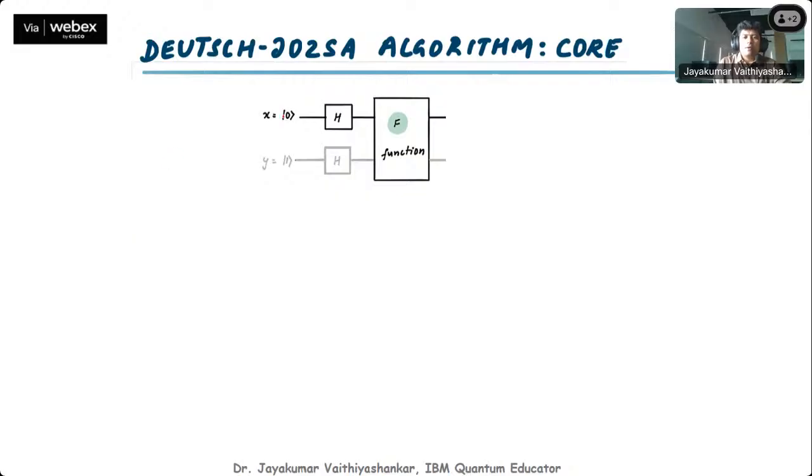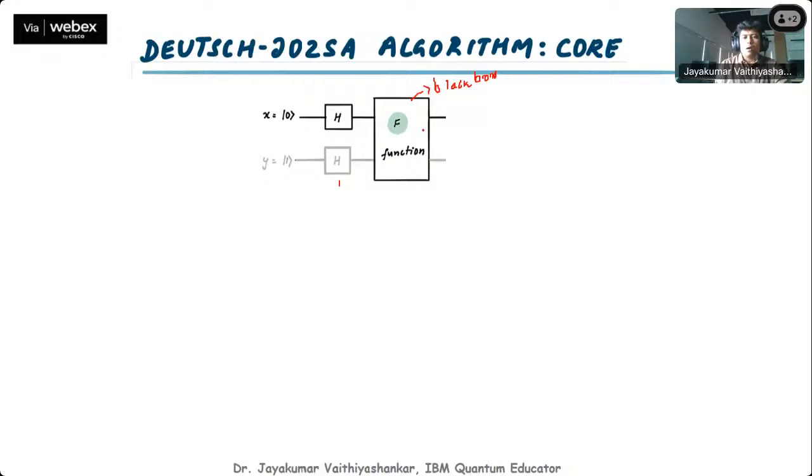We are applying Hadamard to the first qubit, then Hadamard to the second qubit also, in parallel. Then we are going to give a function. This function is a black box. You don't know what type of function it is. You need to determine the type of function based upon this architecture.